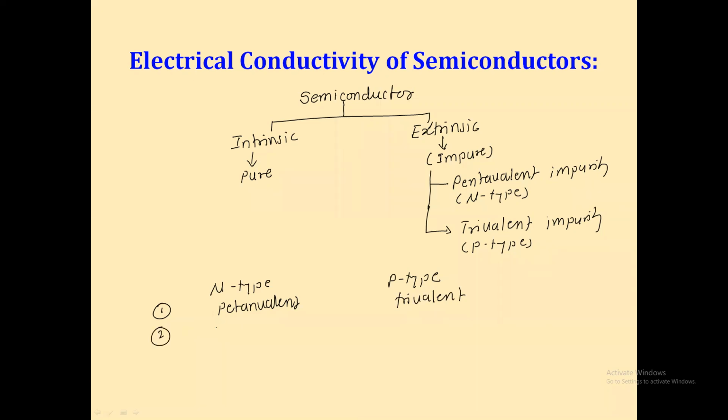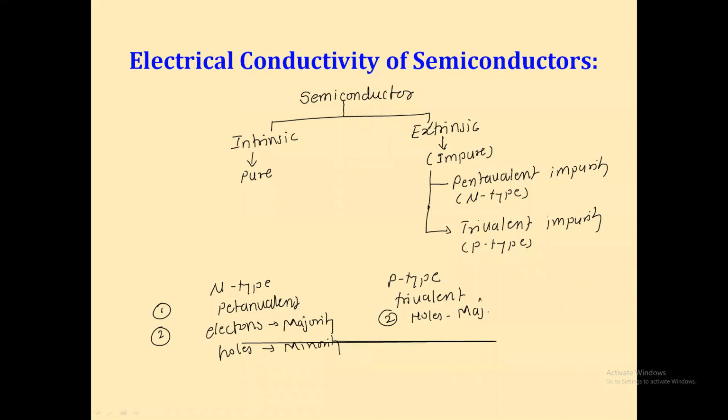The second difference is that electrons in the n-type semiconductor are majority charge carriers and holes are minority charge carriers. Similarly, in p-type, holes are majority charge carriers and electrons are minority charge carriers. So this is the conclusion of our discussion till now. Is that clear? Okay.